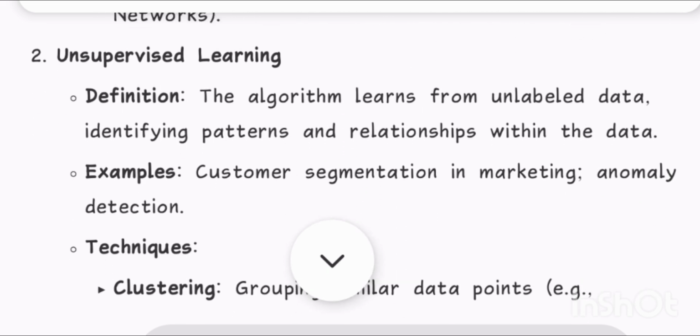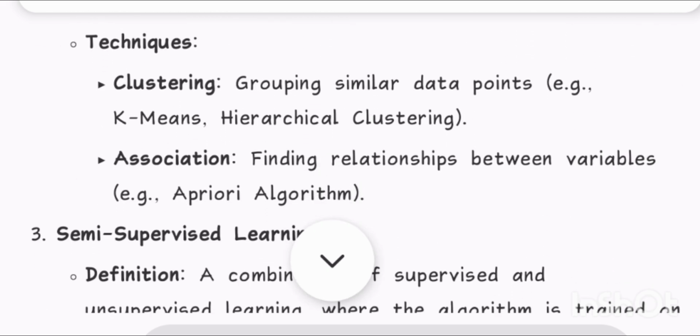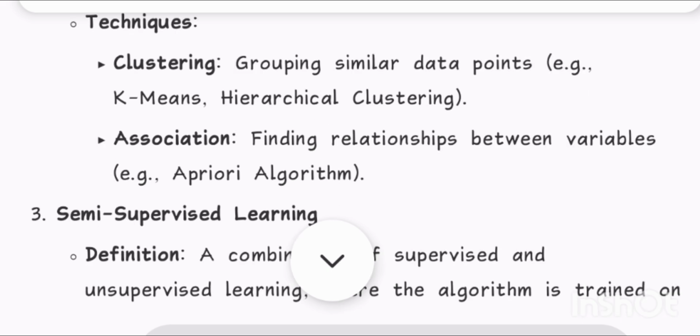2. Unsupervised learning. Definition: the algorithm learns from unlabeled data, identifying patterns and relationships within the data. Examples: customer segmentation in marketing, anomaly detection. Techniques: clustering, grouping similar data points, e.g., k-means, hierarchical clustering. Association, finding relationships between variables, e.g., Apriori algorithm.